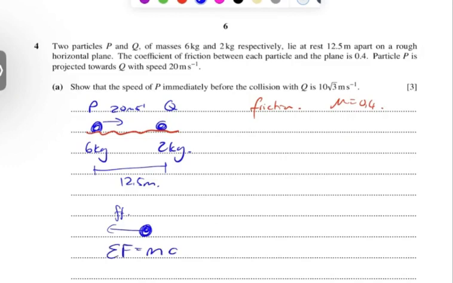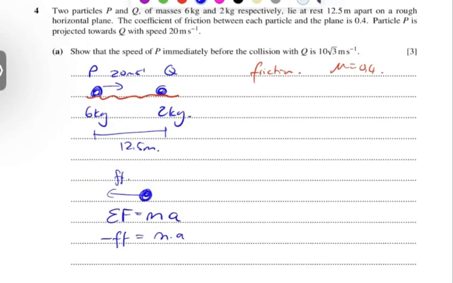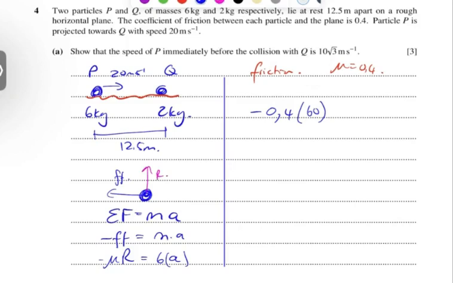If I want to work out my acceleration, I need to use Newton's second law. So the only force on this thing is friction. And then I've got my mass times my acceleration. So this is my mu R, and my mass is 6 kgs, and I've got some acceleration. If in an exam you run out of space, just draw yourself a nice neat column. So I've got minus 0.4, my R is going to be 60. If I draw in my R, that's going to be directly opposite my weight.